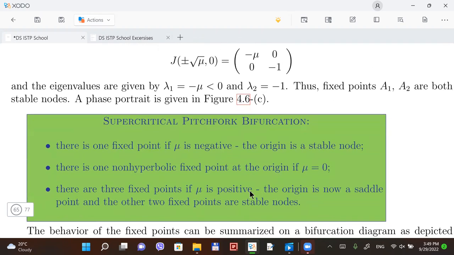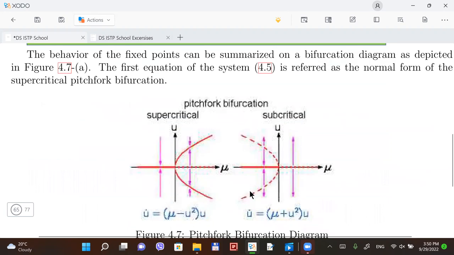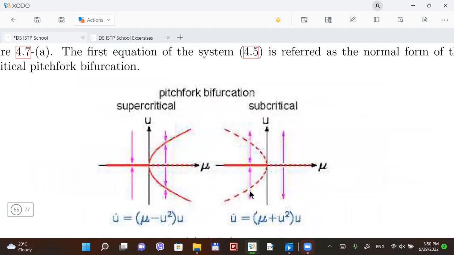Okay, so this is a supercritical pitchfork bifurcation. For mu negative, there is only one, stable, origin fixed point. The origin is still a fixed point for the critical value, but non-hyperbolic. And when mu becomes positive, the origin becomes unstable, but two other stable fixed points appear. This is a stable node. So this is the bifurcation diagram on the left.